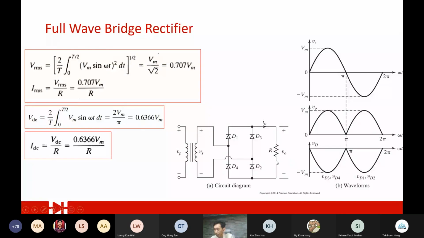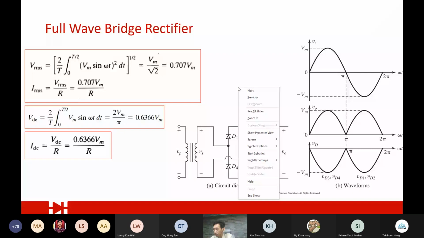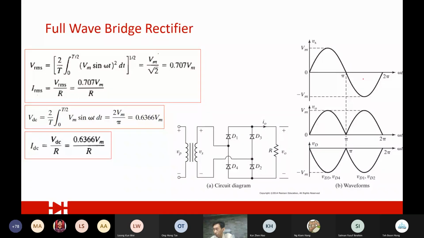Basically, it consists of 4 diodes, and in this way it will rectify to DC with both the positive and negative cycle. We'll see both cycles at the DC side. And then the equation to calculate RMS is quite straightforward.